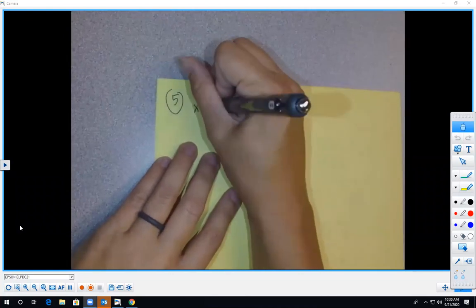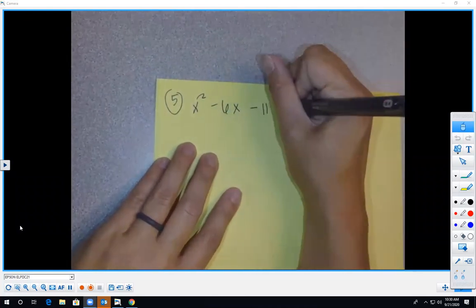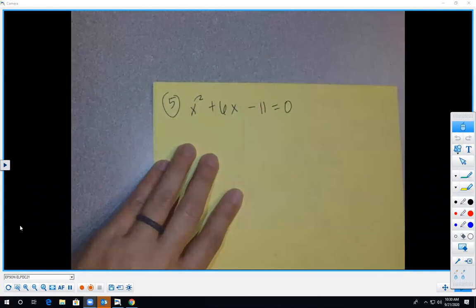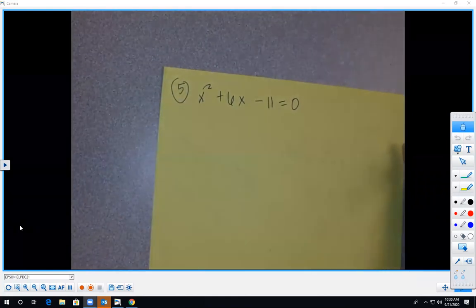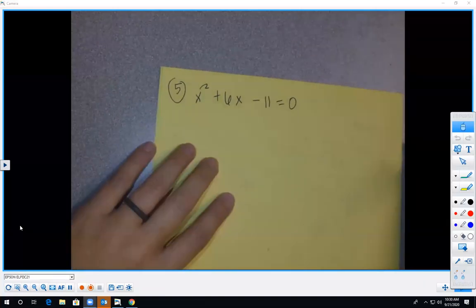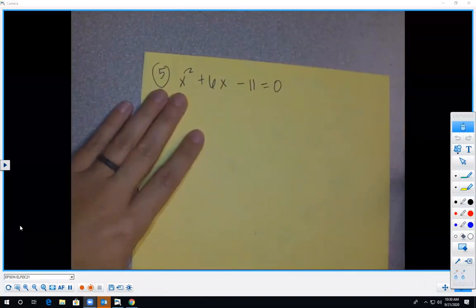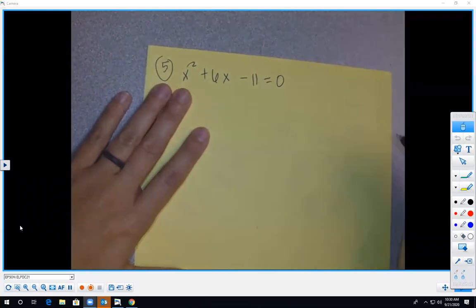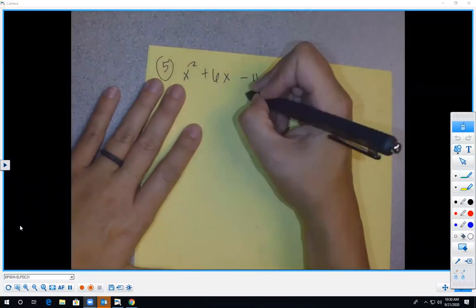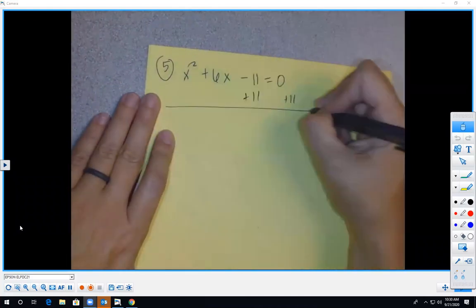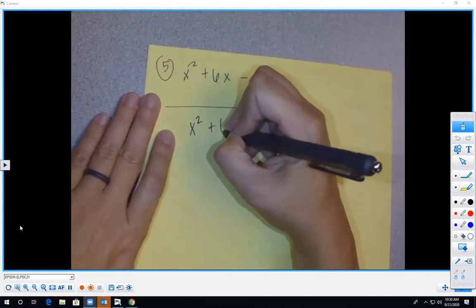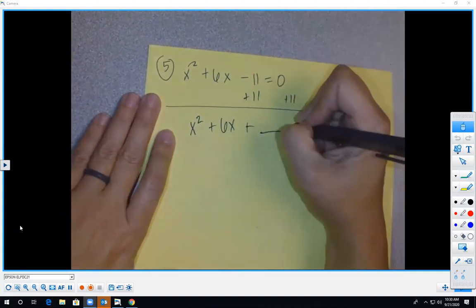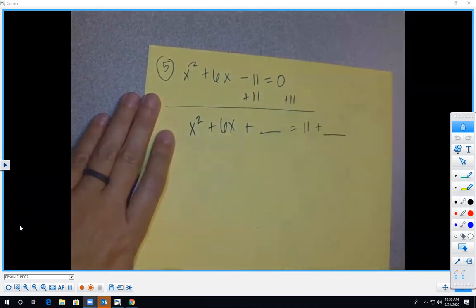X squared minus 6x minus 11 equals 0. Let's do plus 6x. If you have your C value there, you've got to move it over to the other side to make room for your blank. Okay, so add 11 to both sides. Equals 11 plus blank.